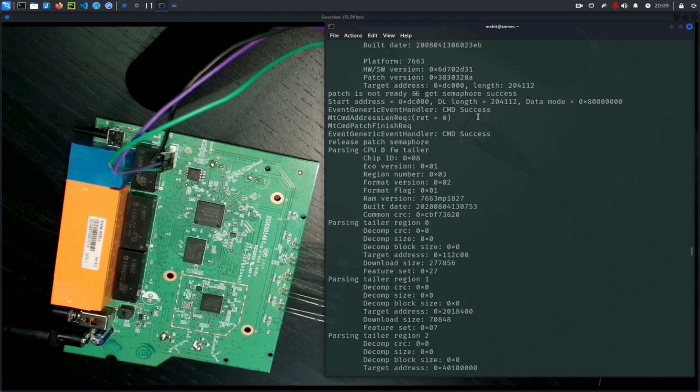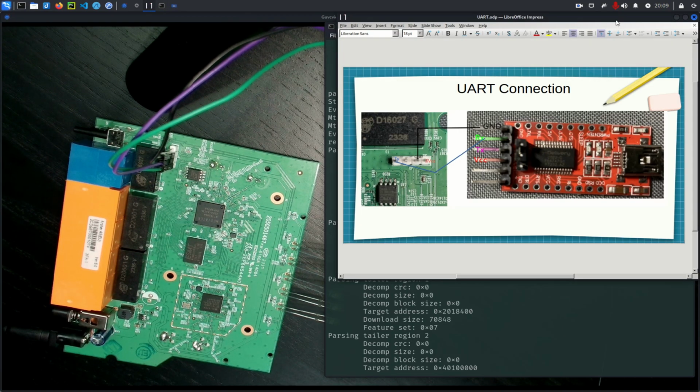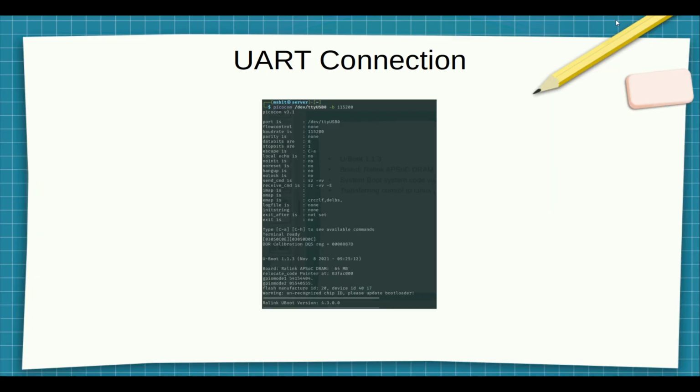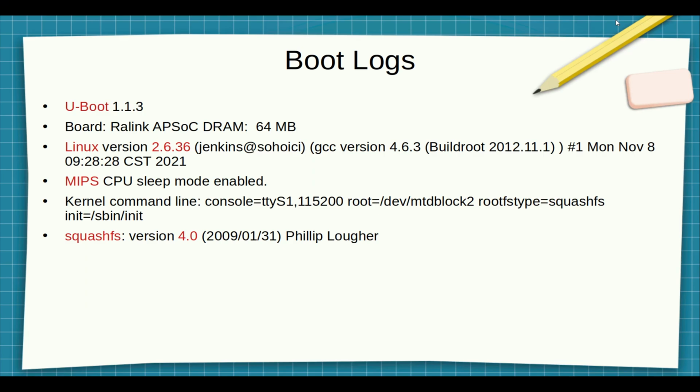I went through all these logs, and if we go back to our presentation, you would see that's how I connected, and the information I extracted from the boot logs: we have a bootloader with version 113. This is the name of the board, Ralink AP SoC. And then we have a Linux version, interesting, version 2.6.36, so it's an old version. And the architecture is MIPS. Here we can see also the command line that's passed to the kernel once the kernel started. And we can see here also SquashFS, which is the type of the root file system. So all this information I extracted from the boot logs.